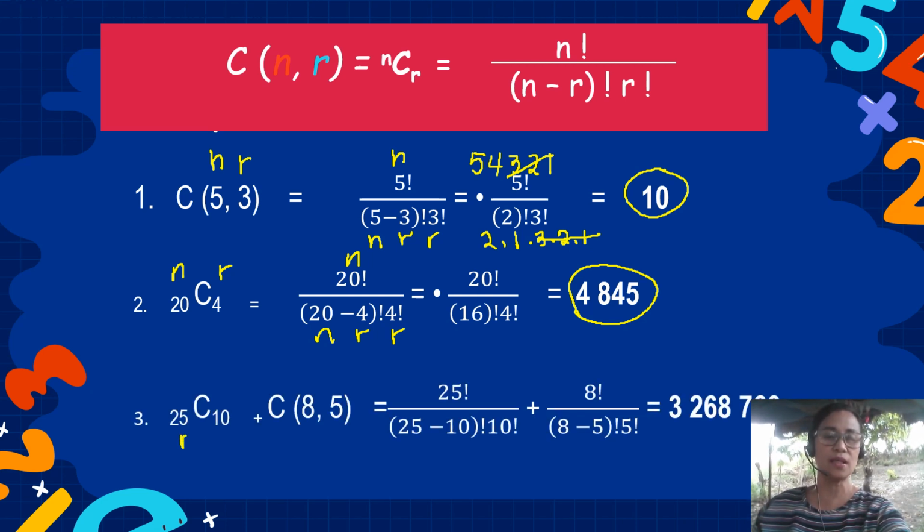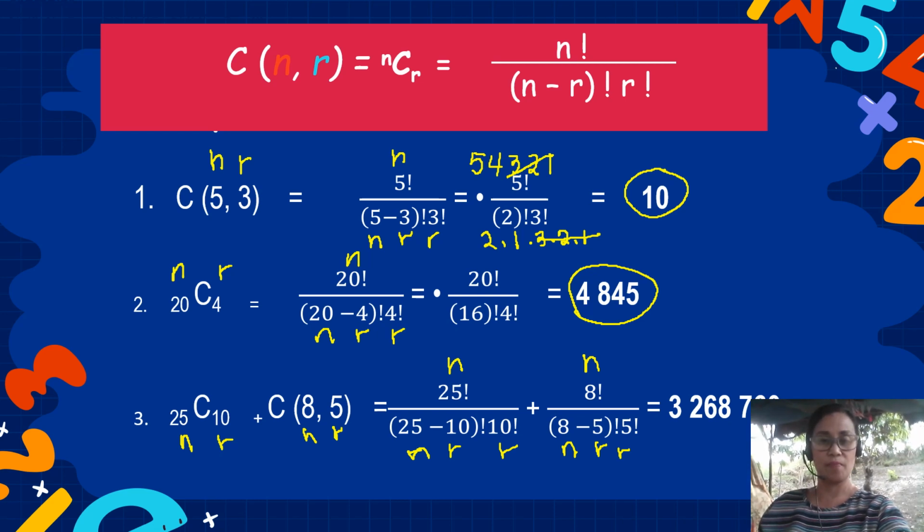Okay, last. 25 C 10. So this is N, R, but you have here a plus sign of C(8, 5), N, R. So we solve each of these combinations one at a time. Okay, and then our final value will be 3,268,760.